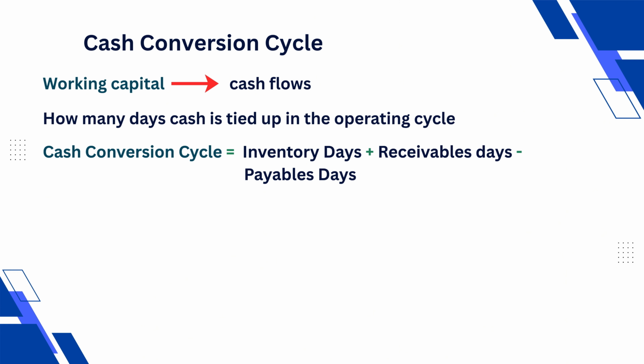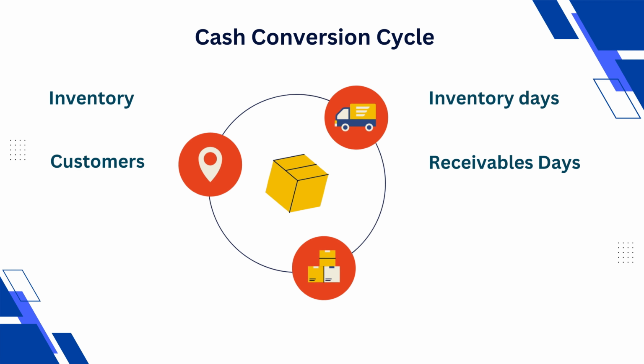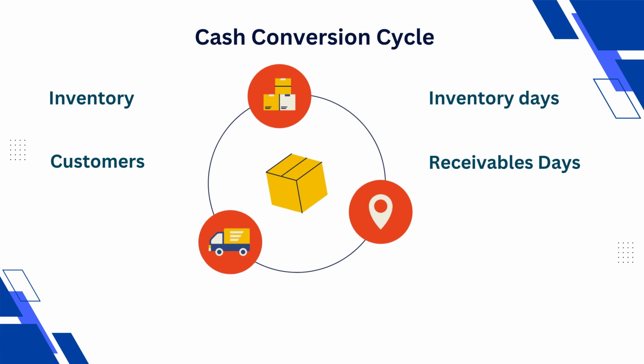Inventory days measures how long inventory is held before being sold. Receivables days measures how long customers take to pay. Payables days measures how long the business takes to pay suppliers. The cycle begins when a company purchases inventory, often on credit. This inventory is then held for a period, which is captured by inventory days. Once the goods are sold, typically on credit, the company must wait to receive cash from customers. This is reflected in receivables days.